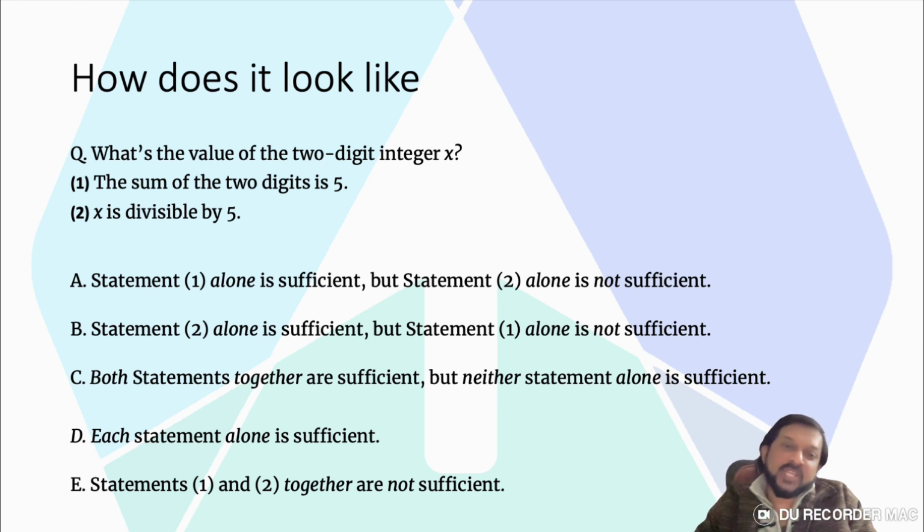They have never changed over the last 20 years. It still says you mark A if statement 1 alone is sufficient to answer the question, 2 is not. B if statement 2 alone is sufficient to answer the question, 1 is not. C if both these statements together are sufficient but neither statement alone is sufficient. D if each statement alone is sufficient to answer the question.